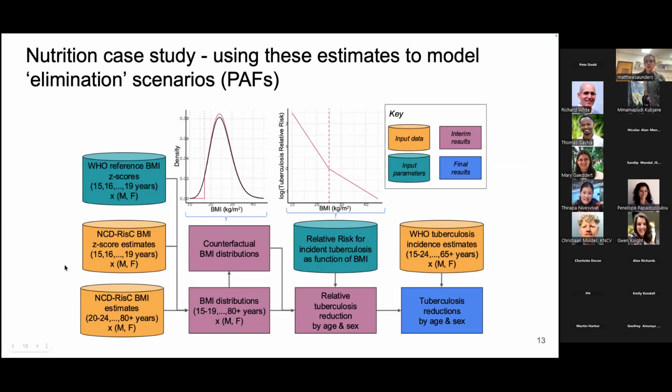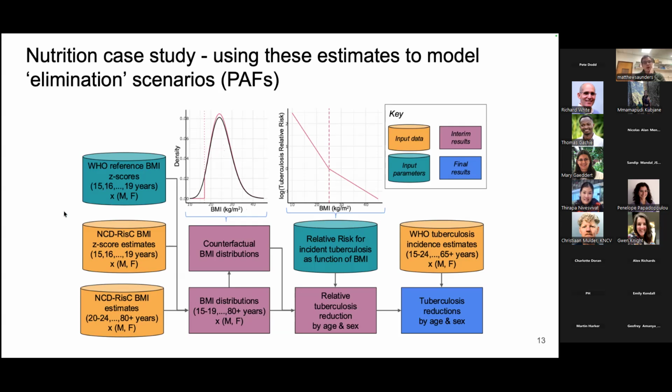So on the left, we have the kind of input BMI data. So we source data from WHO databases and from NCD Risk, which basically provide estimates of the proportions of people in different BMI categories, in different age and sex groups, and in different countries. And then we fitted gamma distributions to these data for each of these population groups. So an example is shown here in the black. That's basically a fitted BMI distribution to the proportions.